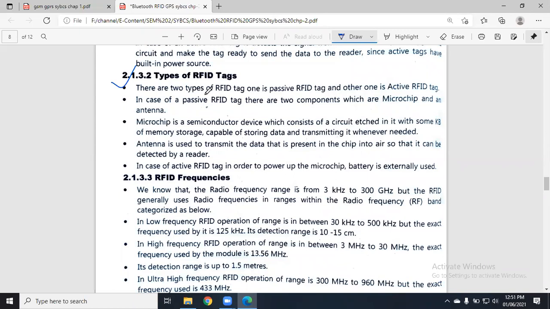In the case of a passive RFID tag, there are two components: a microchip and an antenna. Only two things are there. The microchip is a semiconductor device. It is like the structure present on your ATM card or your SIM card. It is a semiconductor device which consists of a circuit etched on it.